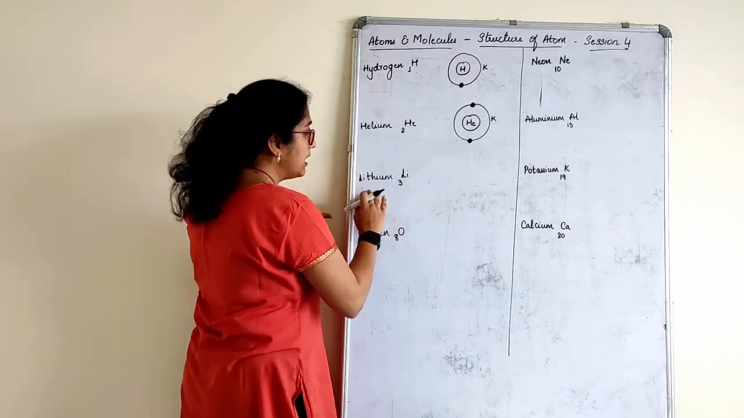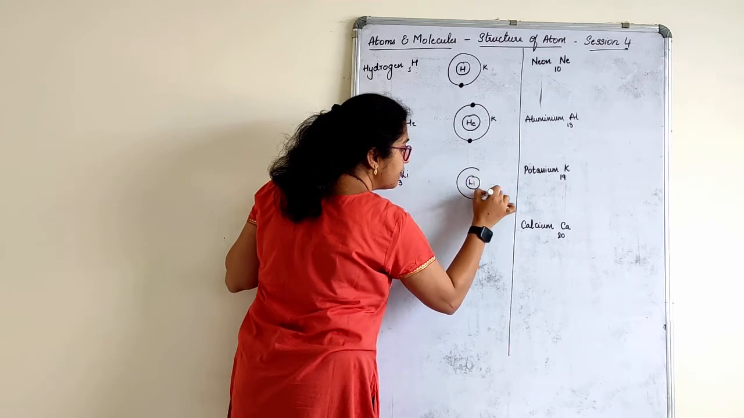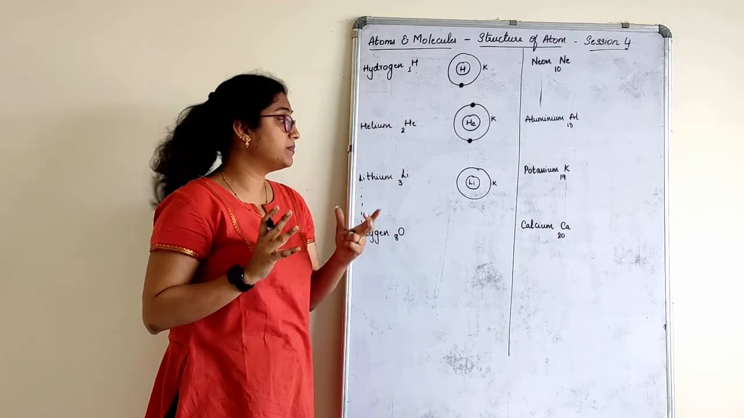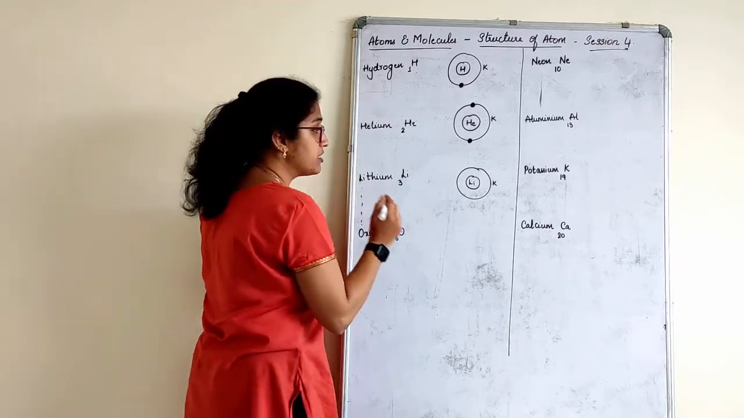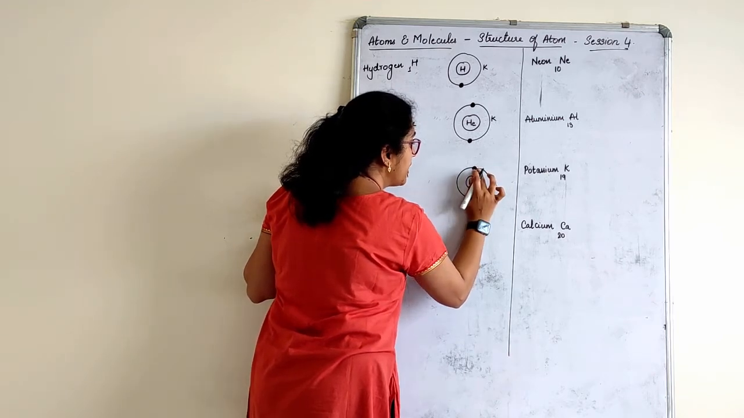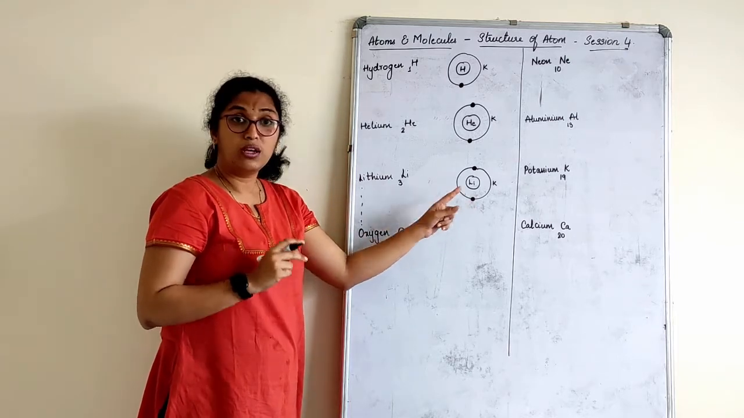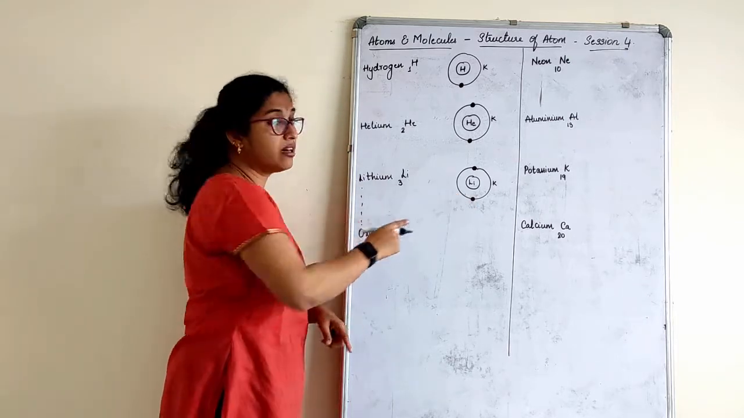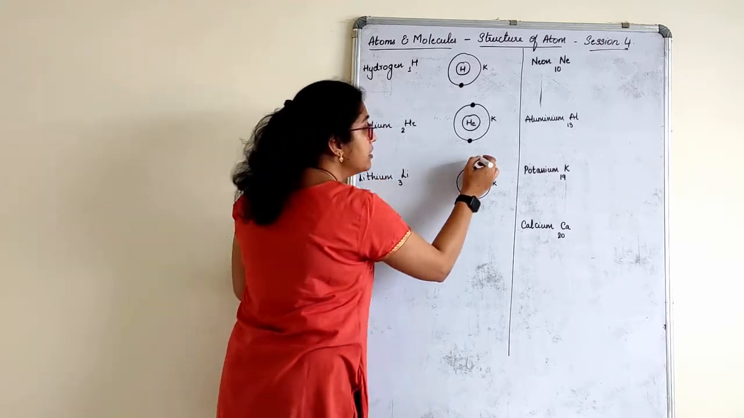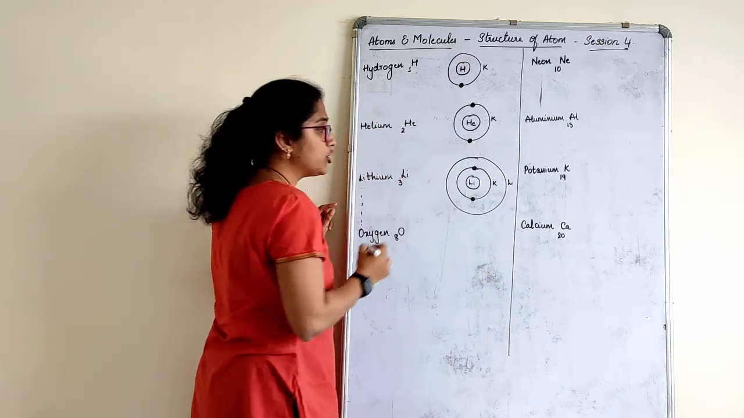Our next is lithium. Li. First I will draw K shell. What is the maximum capacity of first K shell? 2, right? 1, 2. It is a lithium, so 3 are there. How many electrons did I fill? 2. But third one I want. Can I put it here? No. K shell will tell I have no space. You have to go to the next shell. So for lithium I have to draw the next shell, that is L shell.